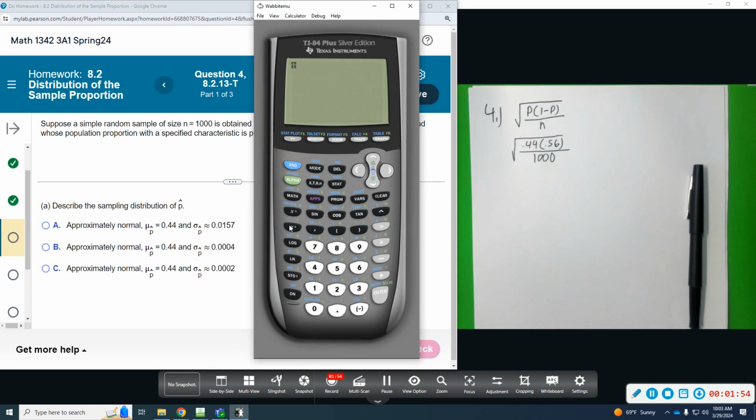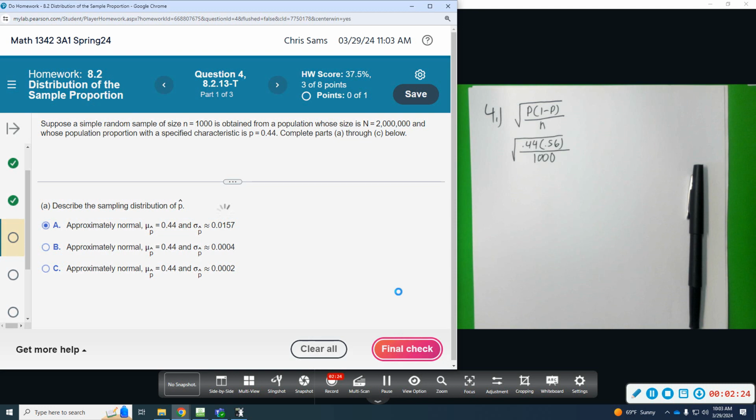I'm going to do second square root. I'm going to put the top in parentheses. So it's going to be 0.44 times 0.56, and we're going to divide that by 1,000. As you can see, that square root bar is extending, meaning all of that is still under the square root. All right, so upon completing that, we got 0.0156, which will round up to 7. So 0.0157, and that would be the first option.